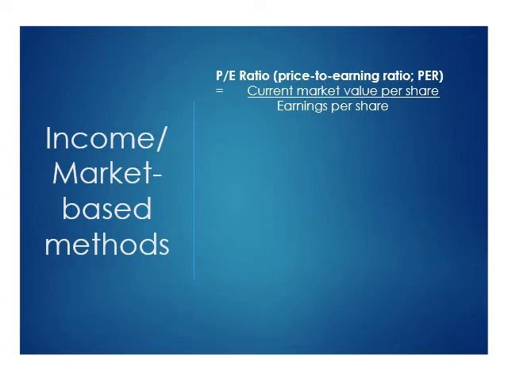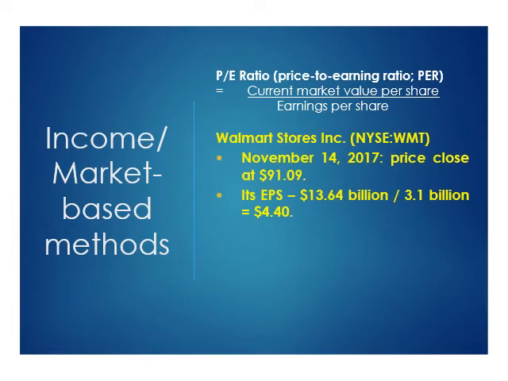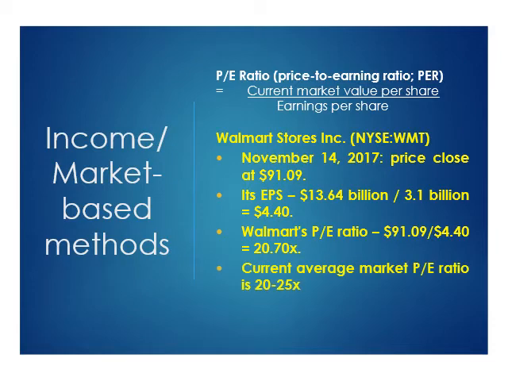We can calculate the PE ratio using this formula: current market value per share divided by its earnings per share. Now let us look at the example of Walmart. On November 14, 2017, the share price closed at $91.09. The EPS was $4.40. So Walmart's PE ratio was 20.7 times. Since the average market PE at that time was 20 to 25 times, Walmart's PE ratio is within the average market range.